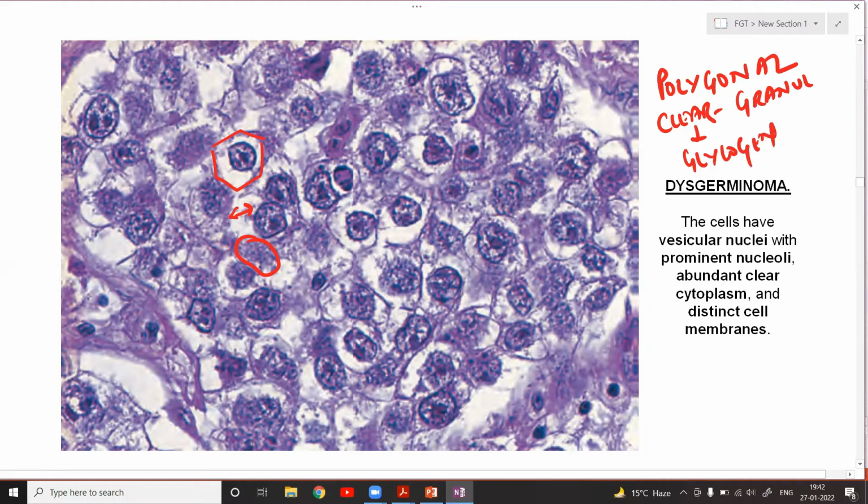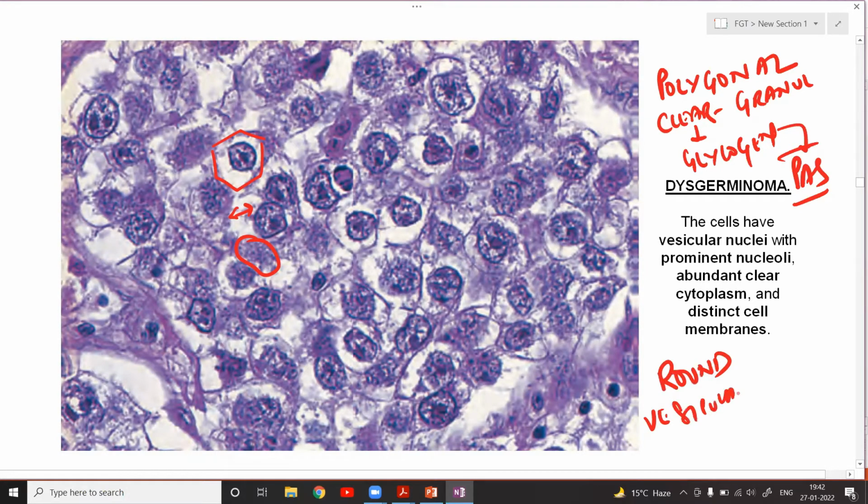And how do we prove that the glycogen is present? If you stain with PAS, they are going to show positivity for glycogen. So these cells are polygonal and contain abundant clear to eosinophilic granular cytoplasm. And very importantly, the nucleus. The nucleus is not much pleomorphic. The nucleus is characteristically round, but they are vesicular.